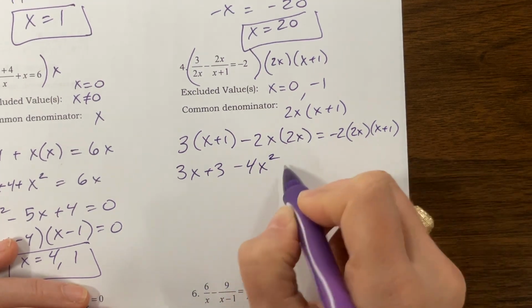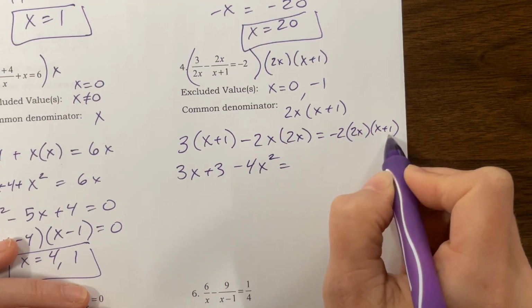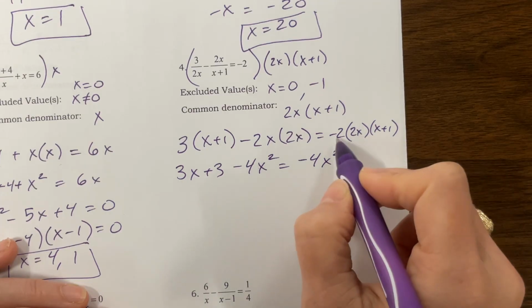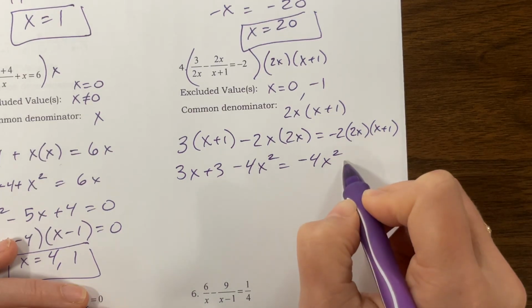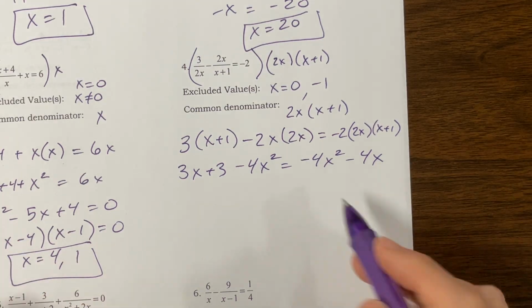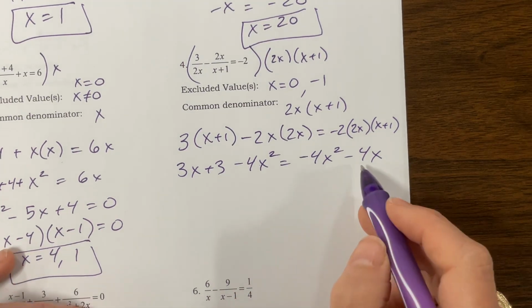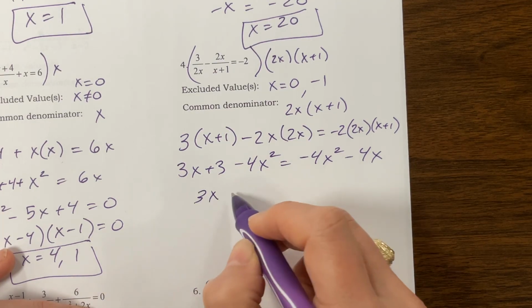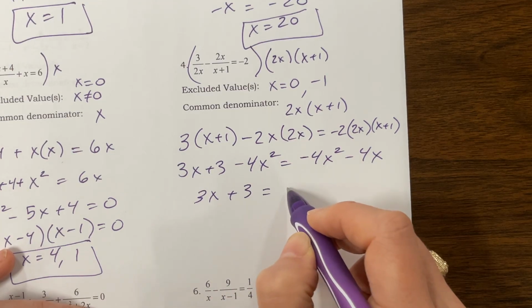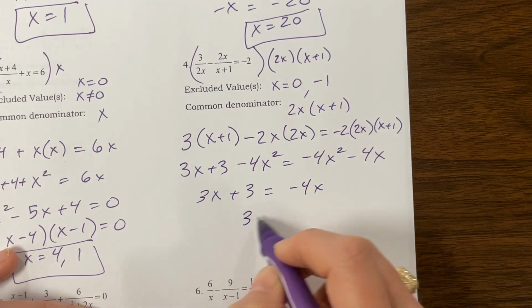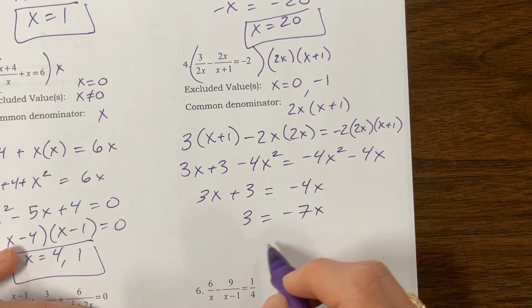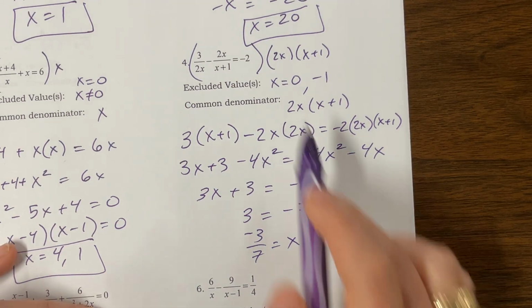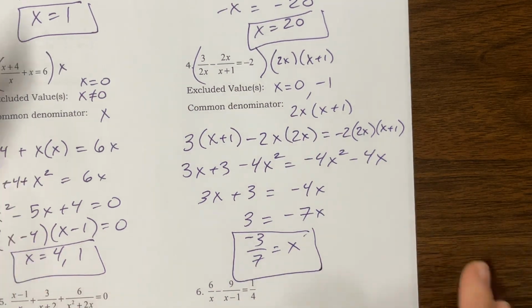My apologies. And this is equal to, okay, so negative 4x times, so negative 4x squared, and then a negative 4x right here times a 1 is a negative 4x. Okay, oh, look, the x squareds are going to cancel. That's nice. So I see 3x plus 3 is equal to negative 4x. We could subtract this: 3 is equal to negative 7x. Divide by 7. I get negative 3/7 is equal to x. Was that an excluded value? No, it was not. There we go.